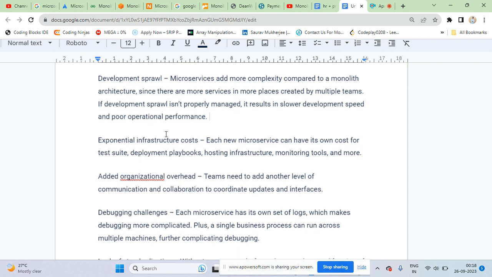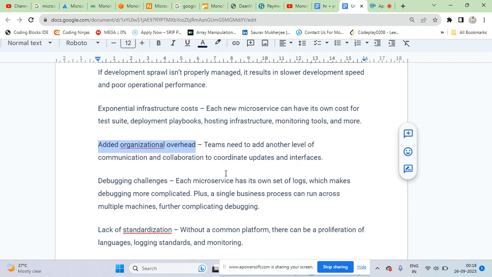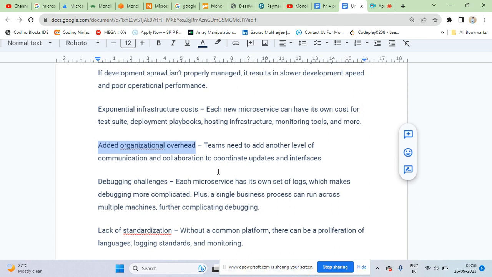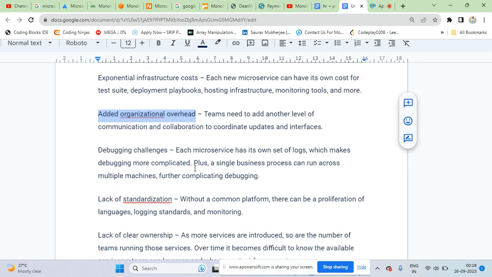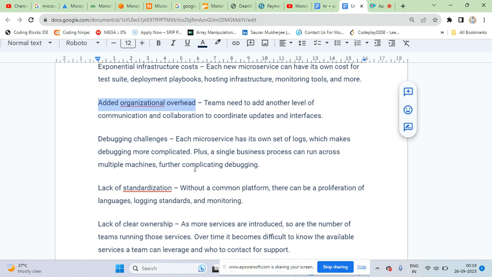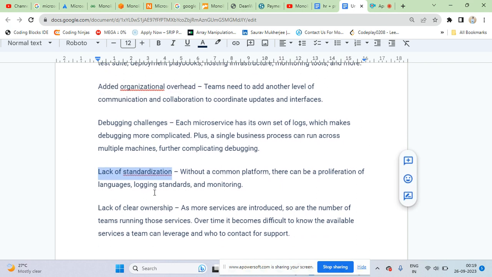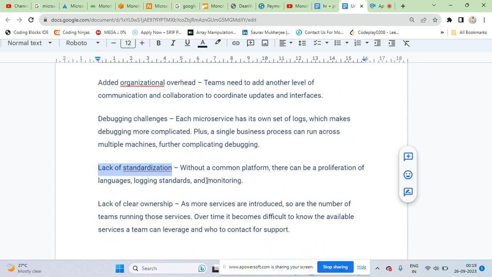And exponential infrastructure cost. Infrastructure cost is really there, but the scalability the services provide is worth it. And added organization overhead. The team needs another level of communication, so you need to communicate well. Debugging challenges, obviously, since between different teams you have to do debugging. And lack of standardization. There's no standardization without a platform.